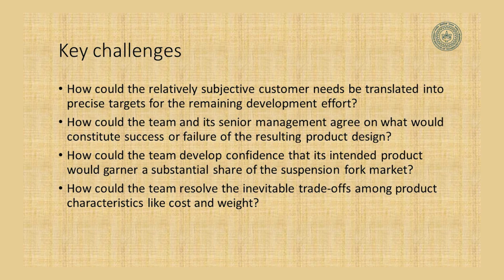So, how can the team resolve the trade off between the product characteristics like cost and weight? If the weight is more, that means you are using more material. If it is the same material, then its cost will be more. But then if the weight is less, then it may not be very stable or it may have some other issues. Those trade offs, how can you resolve them?